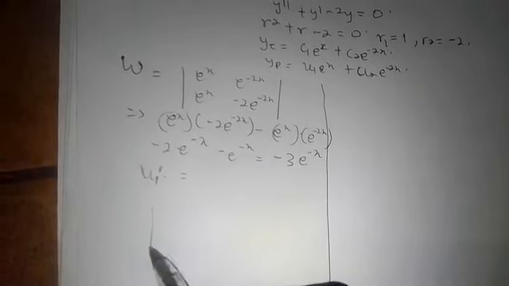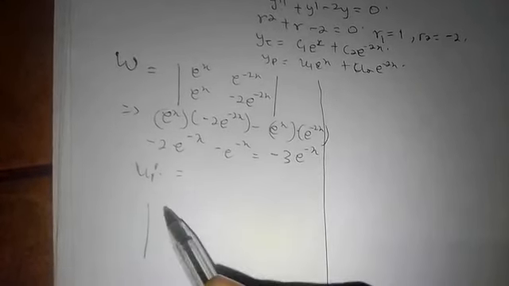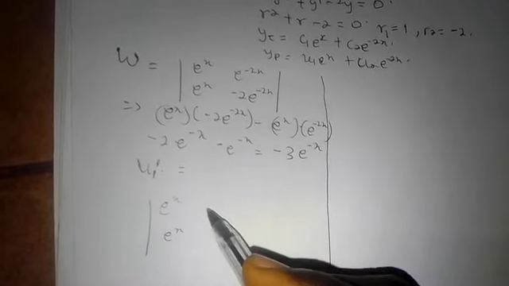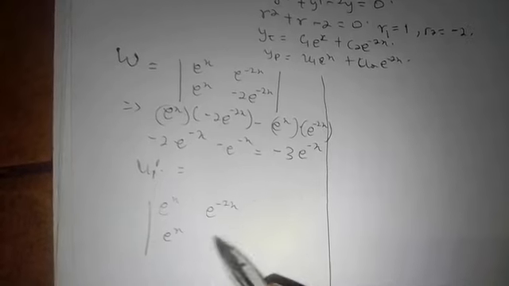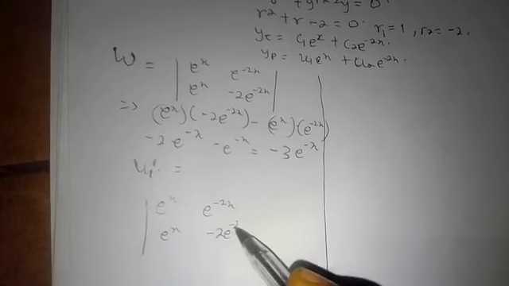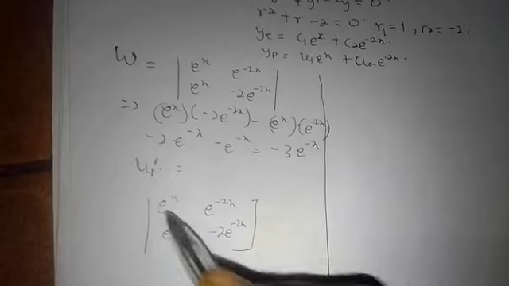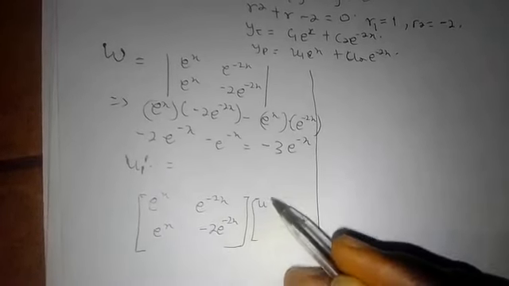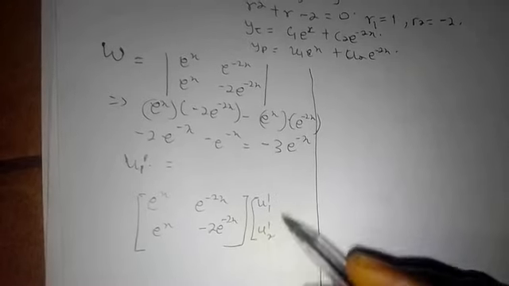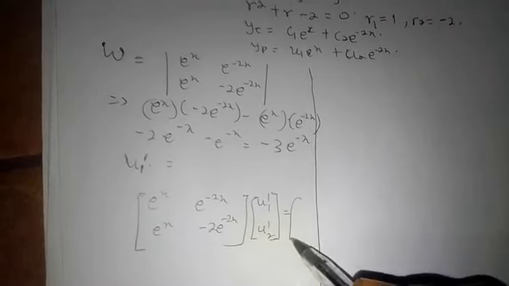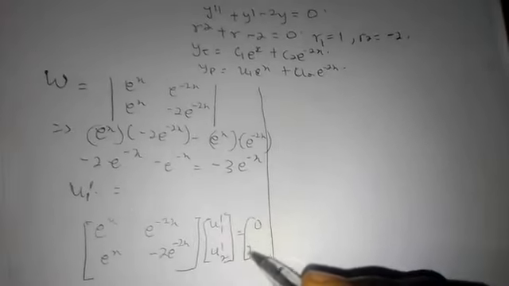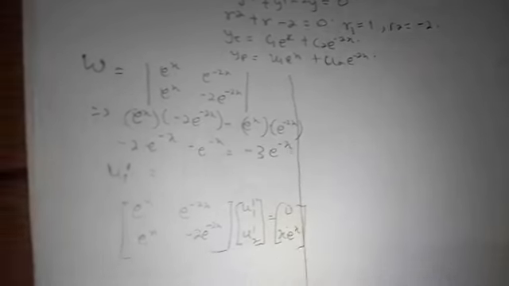I'm going to get this same thing here: e^x, e^x, e^(-2x), -2e^(-2x), in a matrix multiplying u1 prime and u2 prime. The solution will give me 0 on top, and the bottom is going to give me the g(t) here, x e^x, as this.